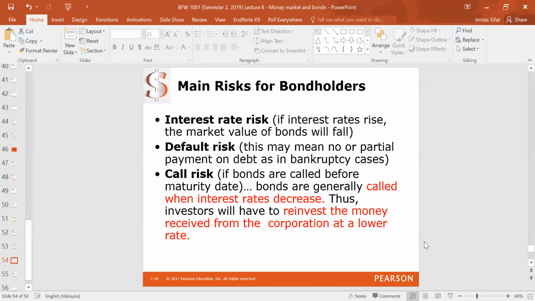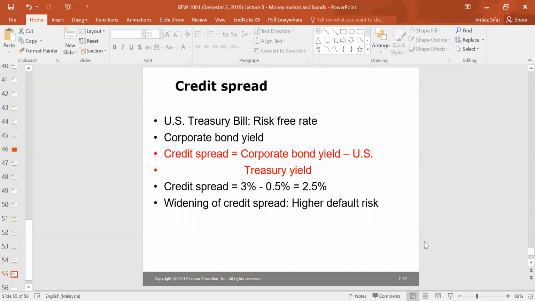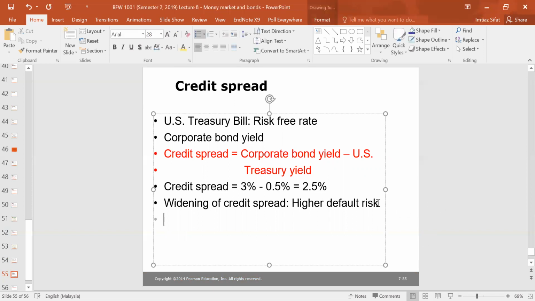But nonetheless, it is a risk that investors of bonds, especially those with a call option, have to concern themselves with. Finally, we will visit a small little concept called the credit spread. Now, the credit spread is the difference between the corporate bond yield and a risk-free rate. So the corporate bond yield is the yield associated with the high-quality corporation-issued bond. And the U.S. Treasury yield for this calculation would be a U.S. Treasury-issued money market instruments yield, which is of the same maturity as the corporate bond.